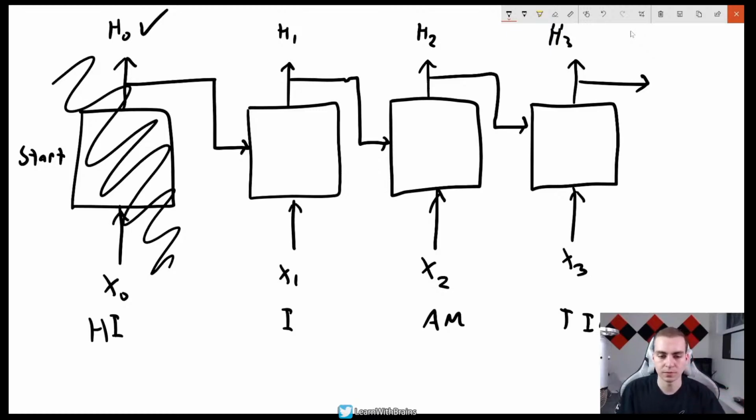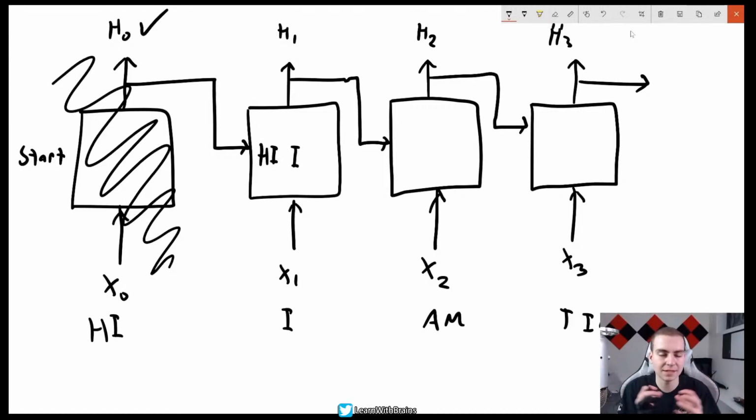And now what we do is we process the next input, which is "I," and we use the output from the previous cell to process this and understand what it means. So now, technically, we should have some output from the previous cell, so from whatever "hi" was, right? We do some analysis on the word "I."